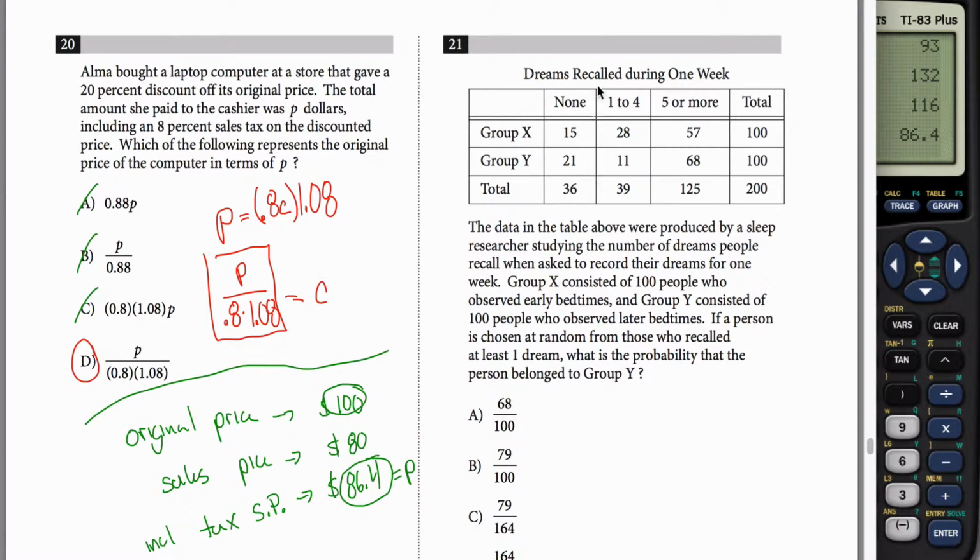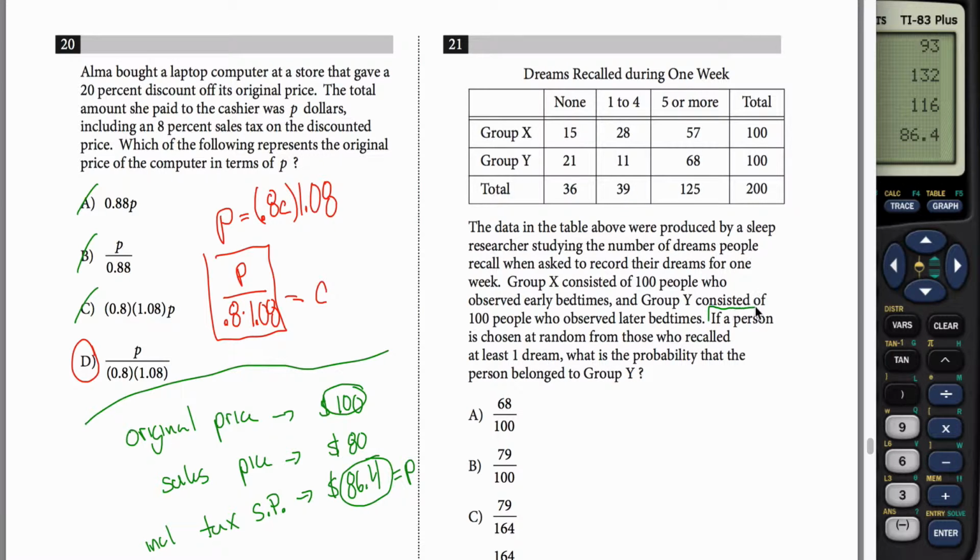So this is some study about dream recall. The data in the table above was produced by a sleep researcher studying the number of dreams people recall, blah, blah, blah. Group X consisted of 100 people who observed early bedtimes, so these people went to bed early. Group Y consisted of 100 people who observed later bedtimes. You gotta stay up late. Interesting. If a person is chosen at random from those who recalled at least one dream, what is the probability that that person belonged to Group Y?